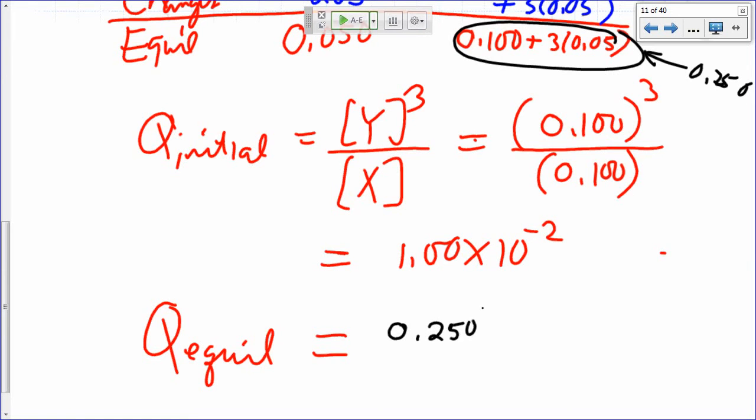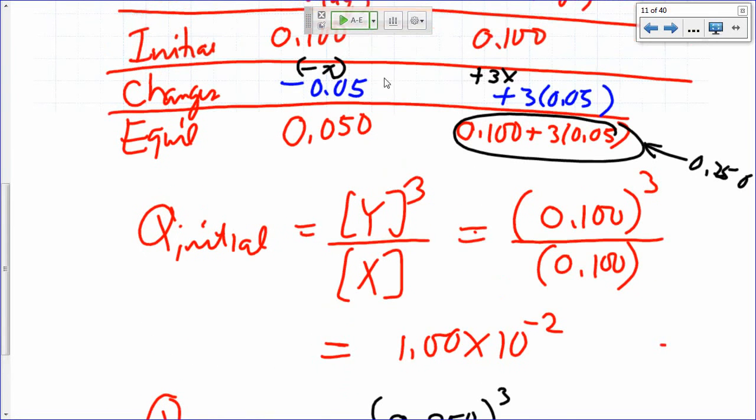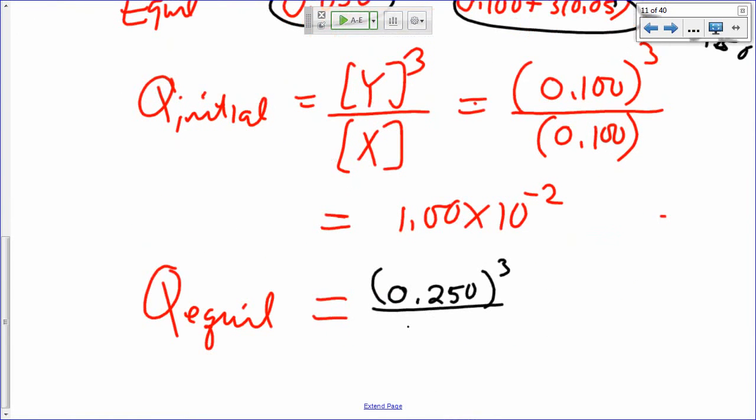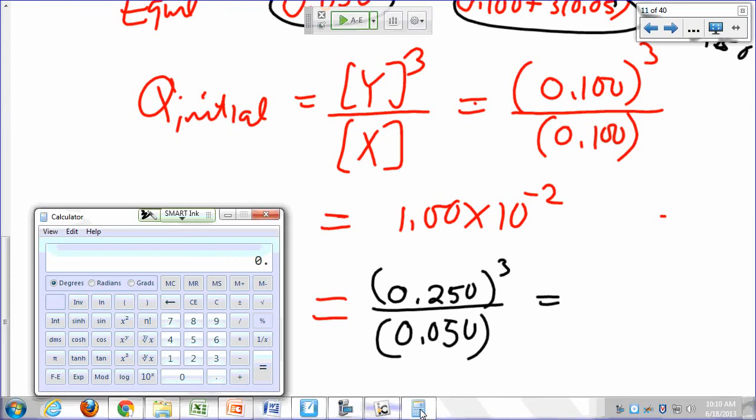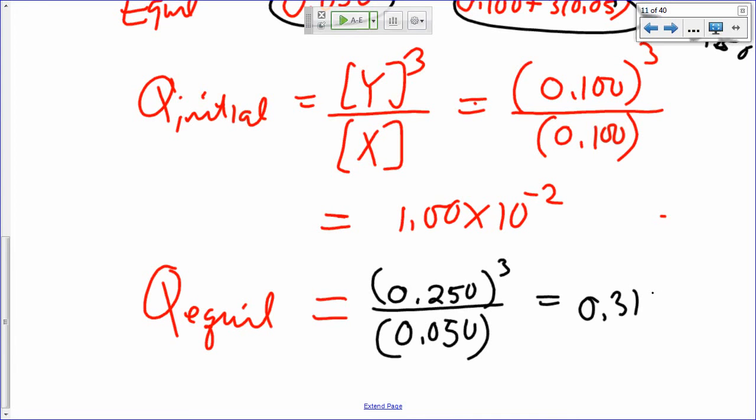0.250, actually. So I have to cube that. And what's my denominator now? It's not 0.1 anymore, it's now 0.05. So divided by 0.05. What's 0.25 cubed over 0.05? 0.25 raised to the power 3 divided by 0.05 equals 0.3125. So that's 0.31, right?